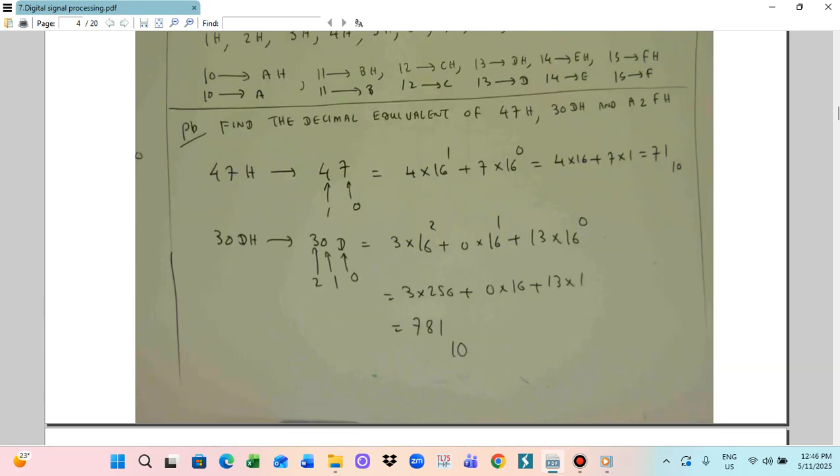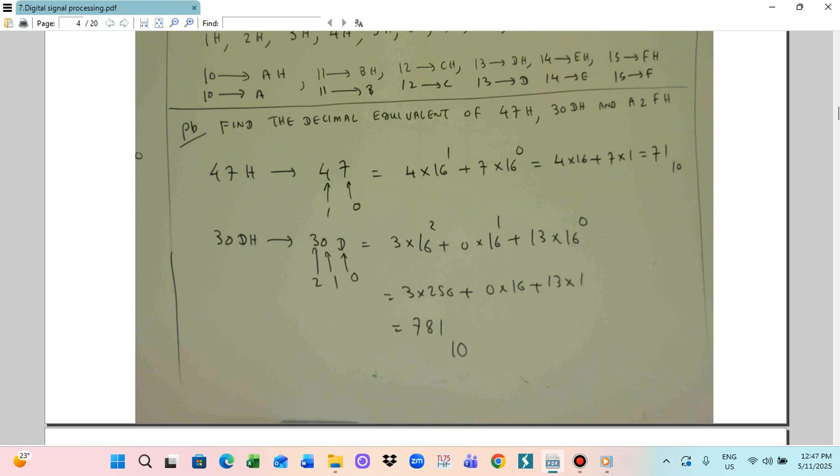Now 30DH. DH is similar to D, which is 13. So 30DH is similar to 30D. D is location 0, the 0 is location 1, 3 is location 2. So 3 is location 2, 0 is location 1, D is location 0.